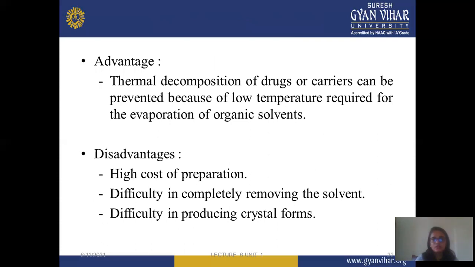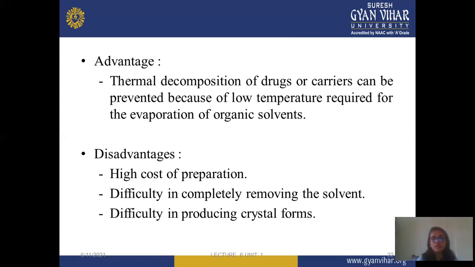The advantage of this technique is that thermal decomposition of the drug or carrier can be prevented because of the low temperature required for evaporation of the organic solvent. It is just opposite to the previous one, where we take a higher temperature for drying. The previous technique is not used for thermolabile or heat sensitive material, but this technique is used at low temperature, so there is no chance of degradation or decomposition of your compound or drug.